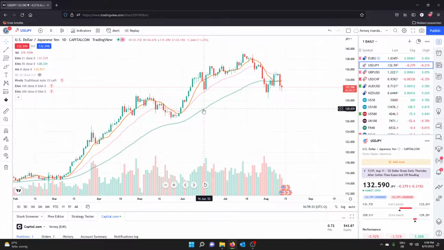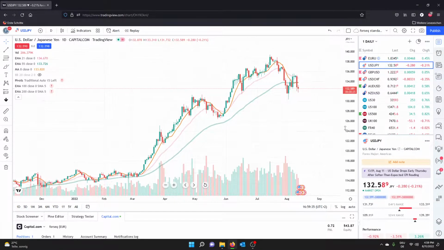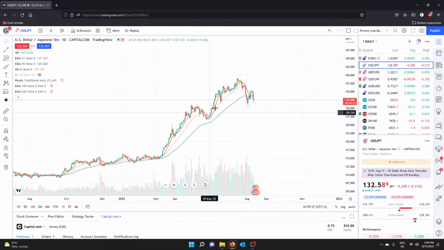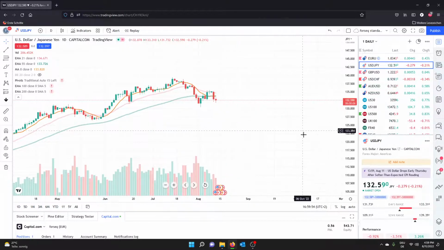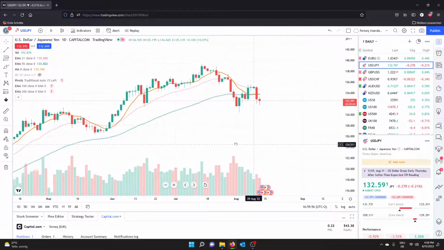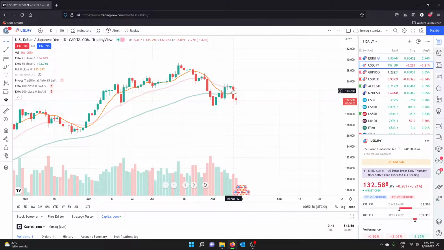USD JPY. On the daily chart, we see a pretty strong uptrend since March 22. This trend was broken here because the price closed below this low and below all these lows. And we have a bearish movement here. I think prices could go down further.